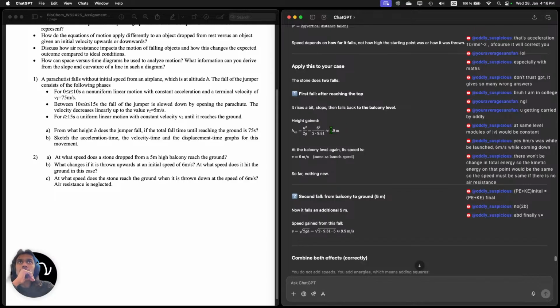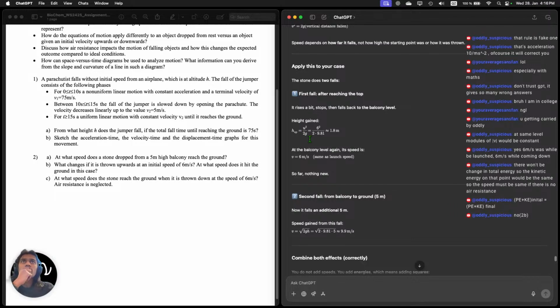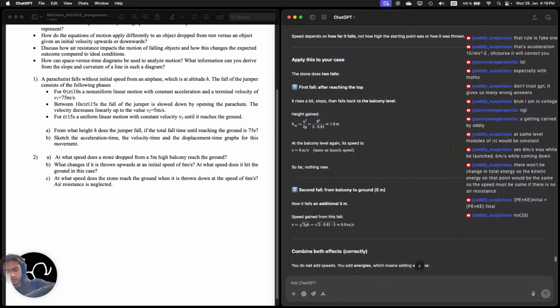How did you calculate the distance it went up? h up equals u squared by 2g. The rule is fake. Mm-hmm. I mean, it's GPT, right? Okay. Well, how did it come up with the distance it went up? I only trust one equation, x equal to ut plus half gt squared. That's the only one I trust. All the other equations are derived from that one.